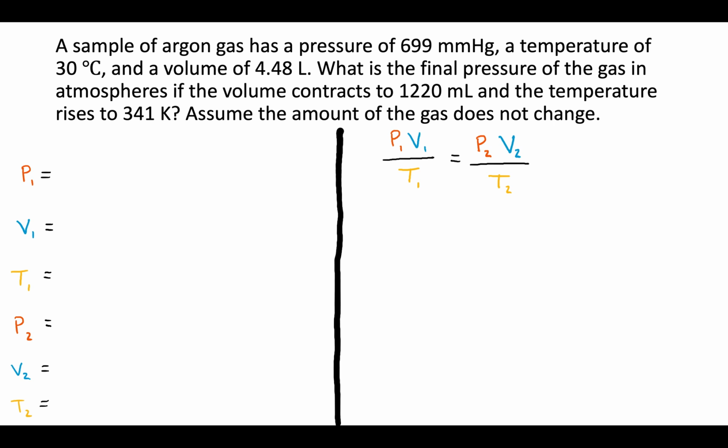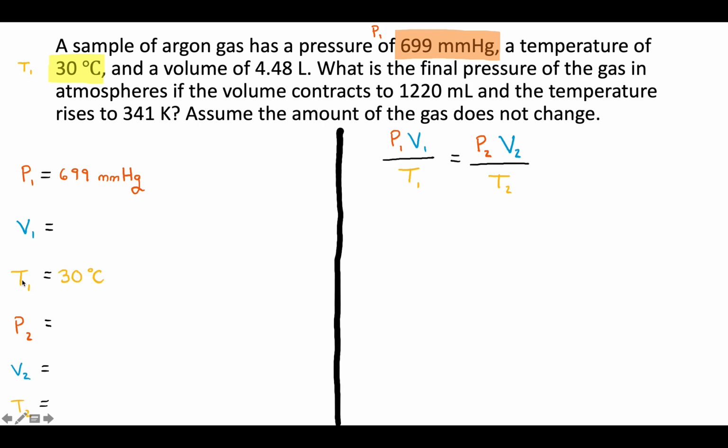Alright, we're ready to read through the problem again. It says a sample of argon gas has a pressure of 699 millimeters of mercury. That is P1. So I'm going to write it over here next to P1. A temperature of 30 degrees Celsius. It's the first temperature they're given, so that's T1.